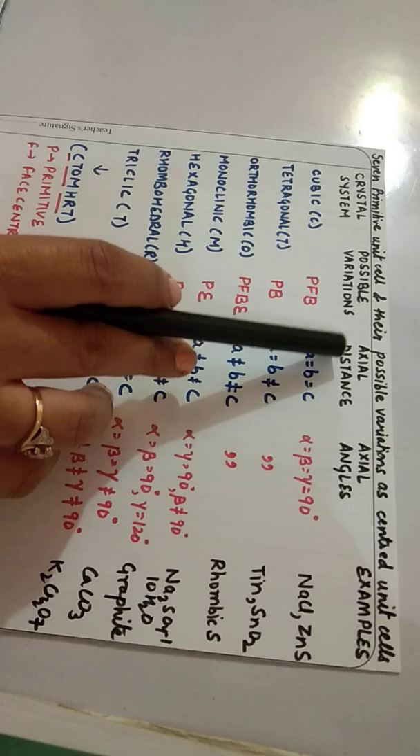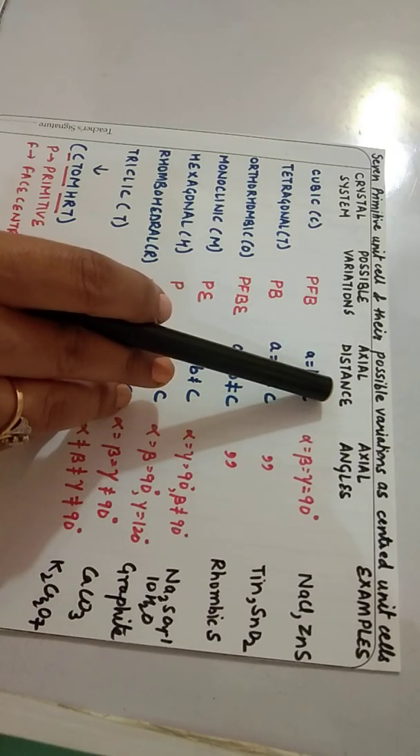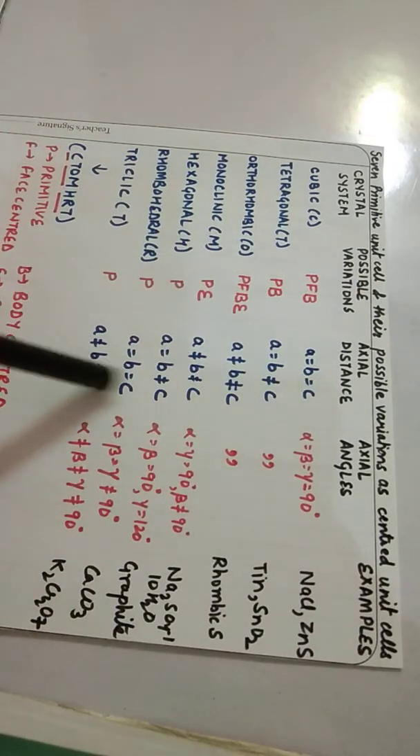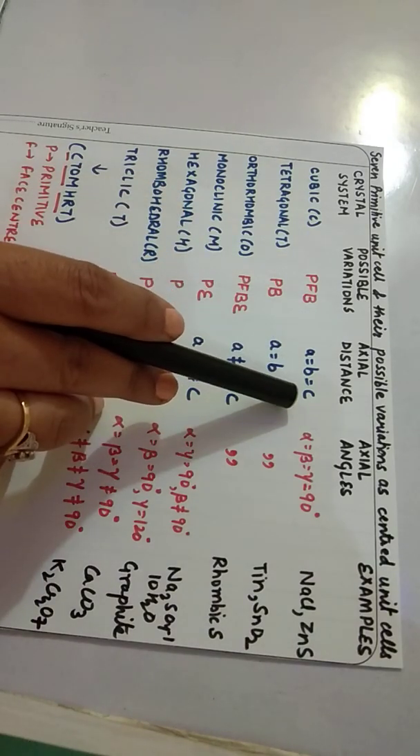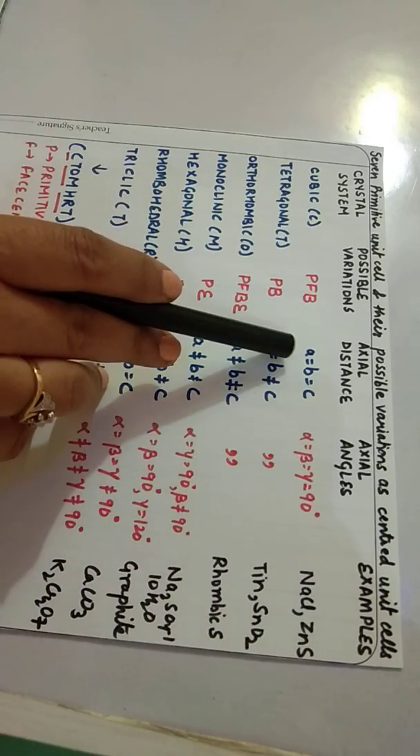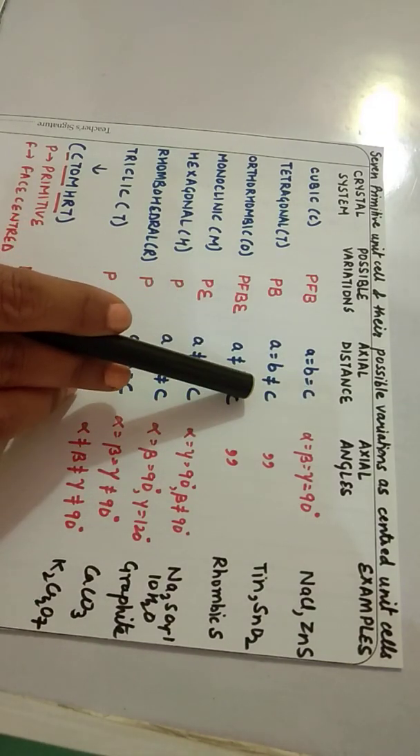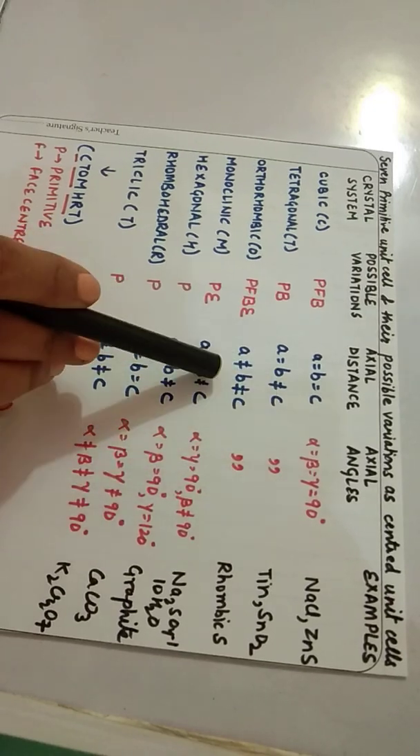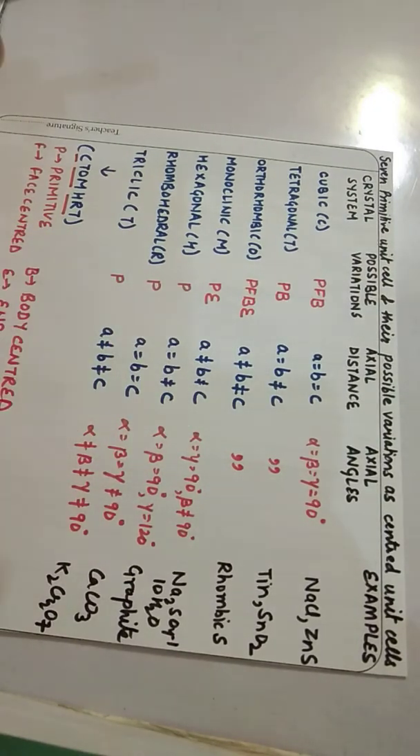Next, you have studied the term axial distance or edge length. Edge lengths or axial distance are a, b and c. So you see here also there is one technique. In the first case it is a equals b equals c. Next, a equals b not equal to c. Third, a not equal to b not equal to c.